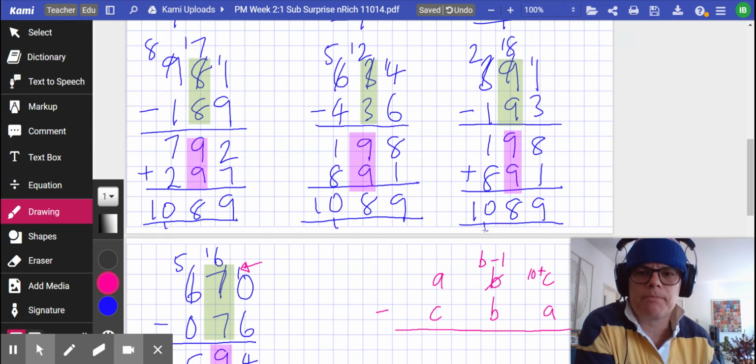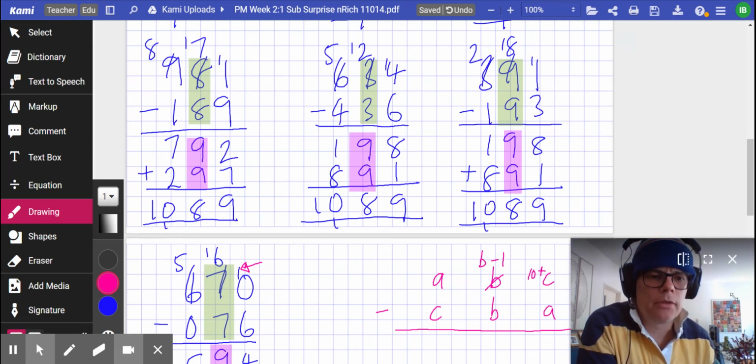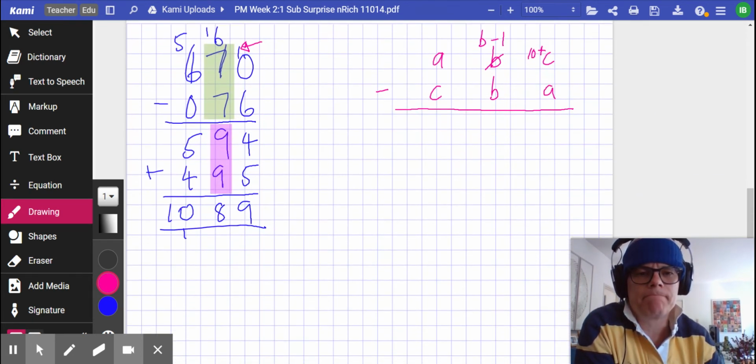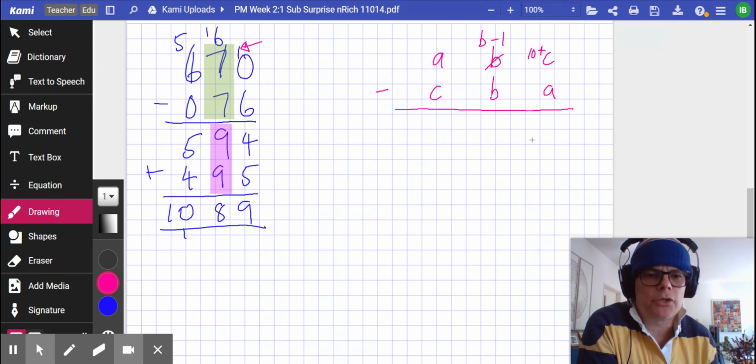1 plus 10 is 11 there. So that's going to be 10 bigger than C when I borrow from there. Now, once I do my subtraction, what I end up with in this digit is 10 plus C, then take away A.